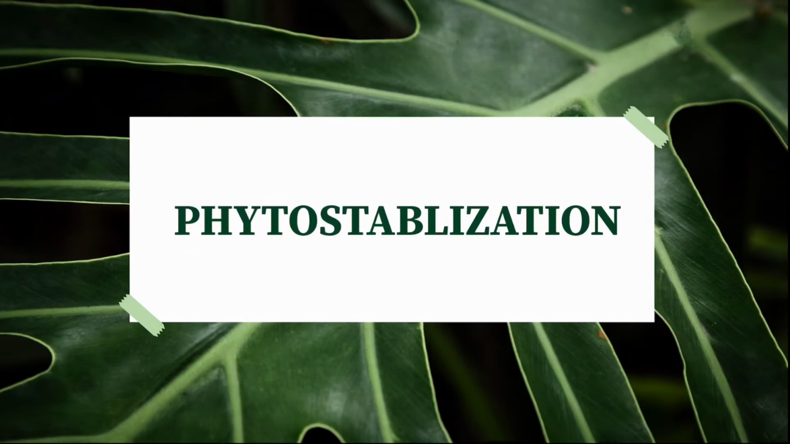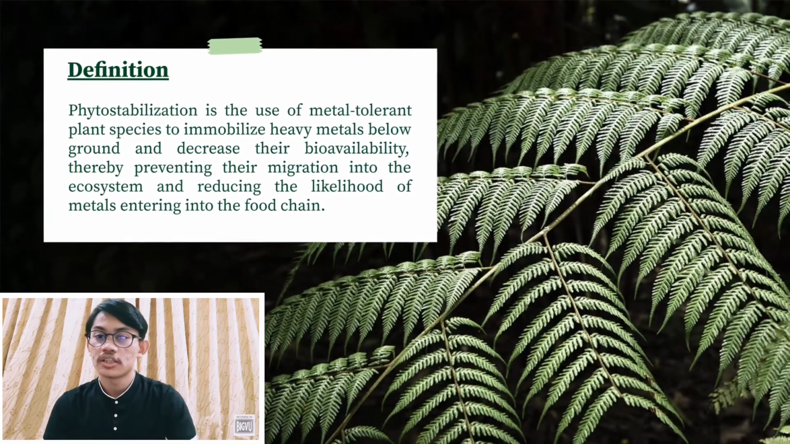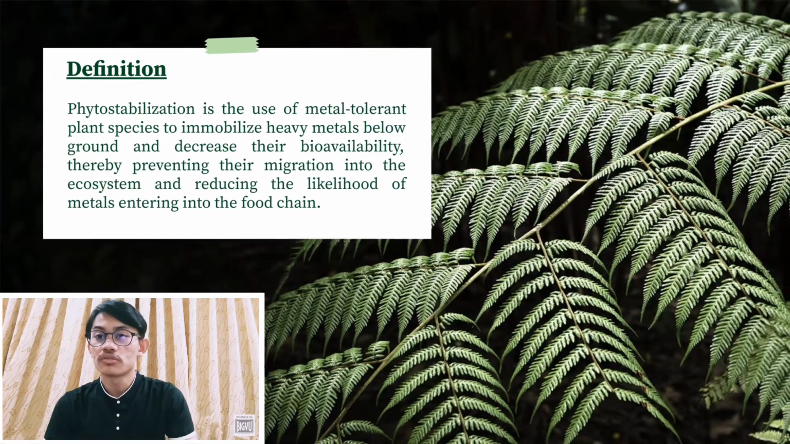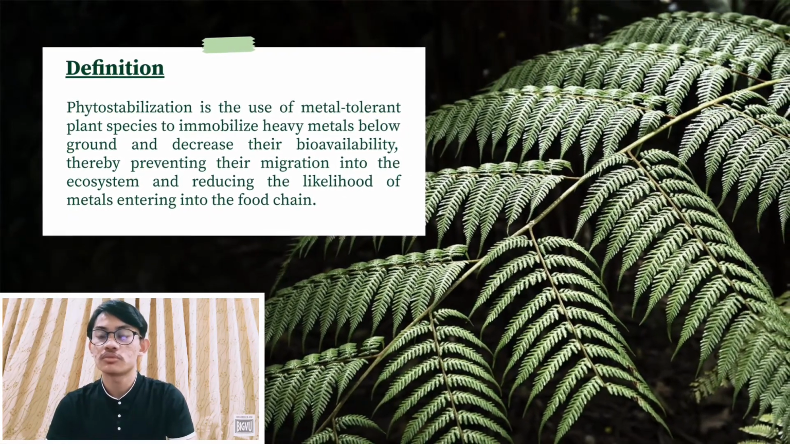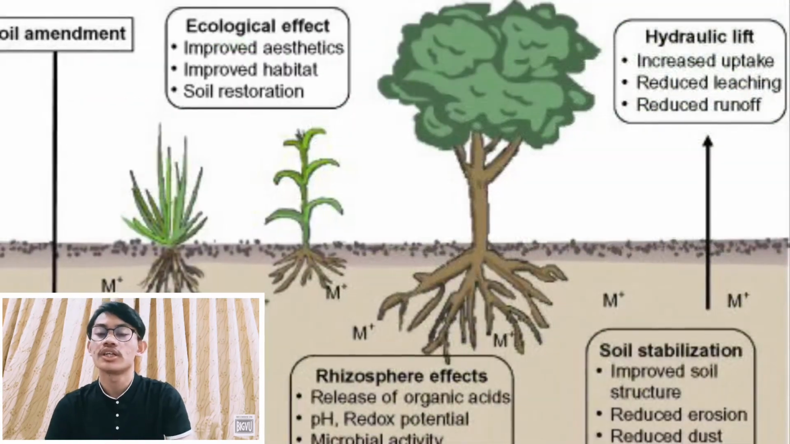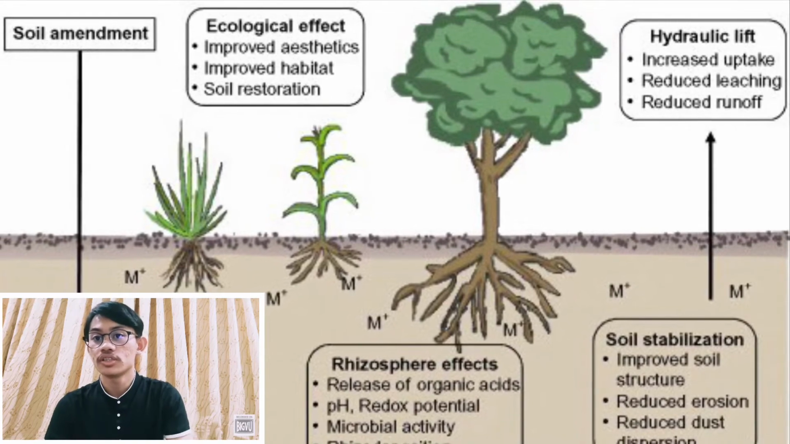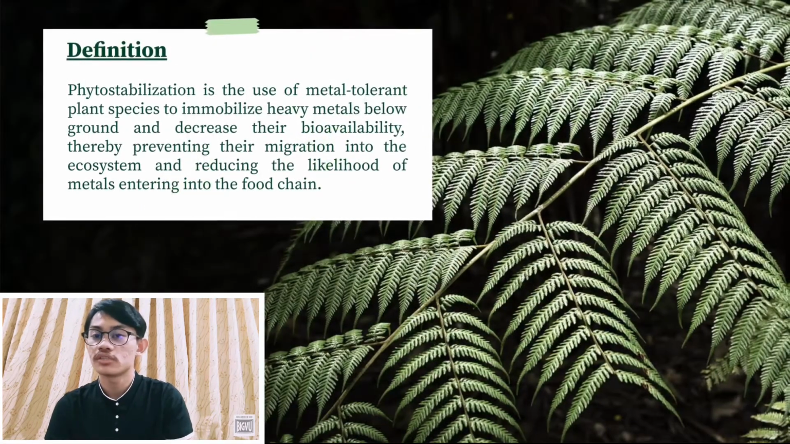Okay, so what is phytostabilization? Phytostabilization is the use of metal-tolerant plant species to immobilize heavy metals below ground and decrease their bioavailability, thereby preventing their migration into the ecosystem and reducing the likelihood of metals entering the food chain.